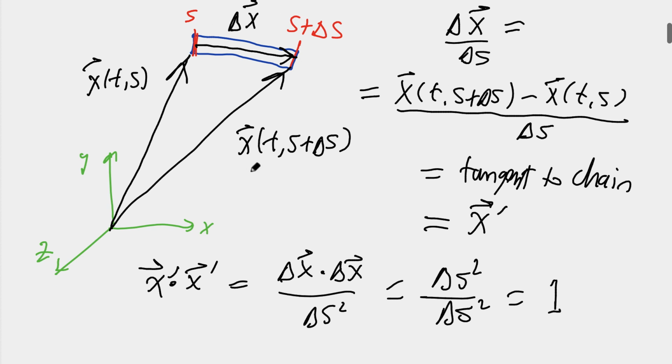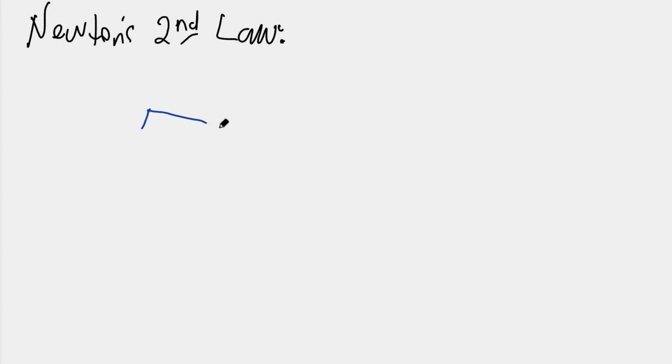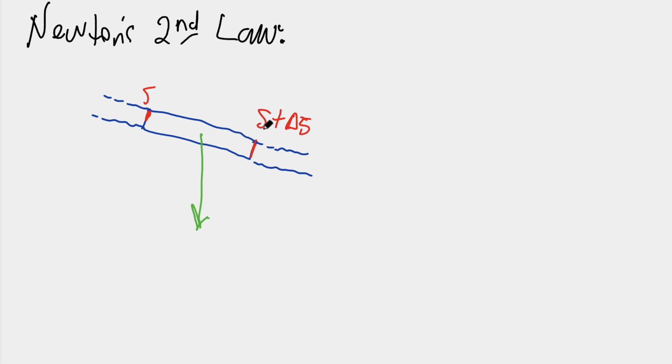Now let's apply Newton's second law to this segment of chain. So once again, here's the segment of chain from s to s plus delta s. Let me draw some of the chain on each side of the segment. The forces acting on this segment are the gravitational force, pulling it down, and the tension in the chain. So the tension means this part of the chain pulls on the segment with a force like this, and this part of the chain pulls on the segment with a force like this.